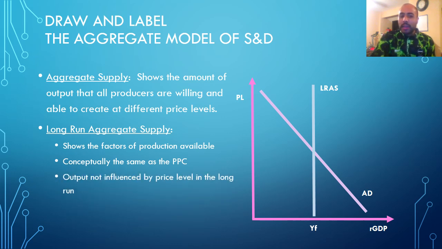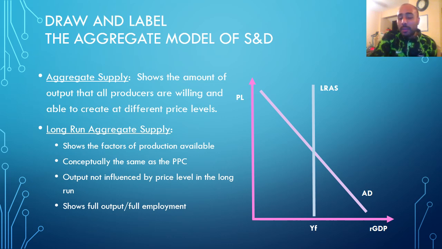Now, because of that, output is not influenced by the price level when it comes to our long-run aggregate supply. In the long run, a period of time longer than 2 years, we can basically allow the price of our factors of production to match whatever the level of output is. So in other words, the output that we get is not influenced by the price level. Our overall factors of production don't change when the CPI changes. You know, if the CPI increases, we're not going to suddenly have more labor or more natural resources or more capital, right? So that's why in the long run, our factors of production aren't related to the price level.